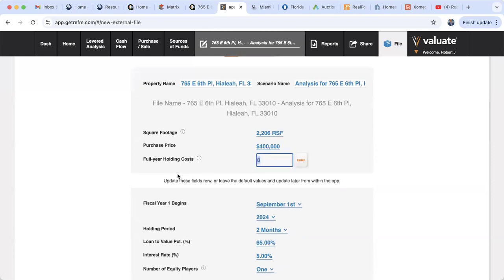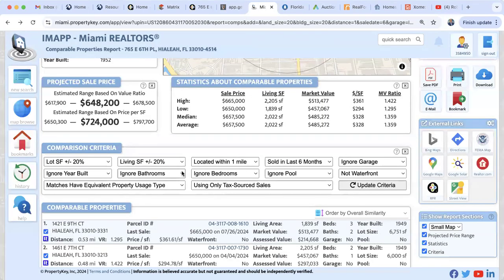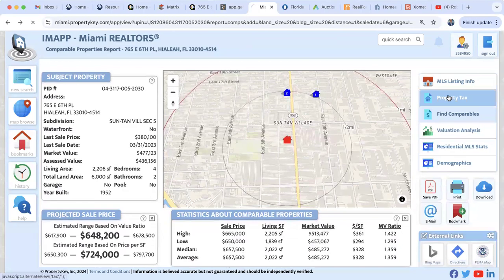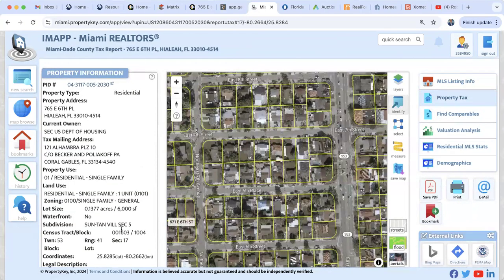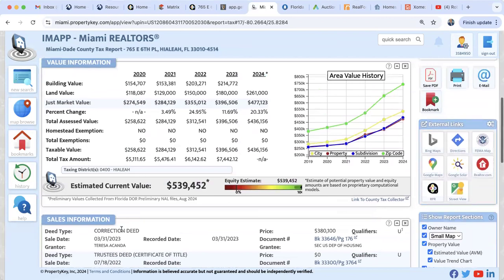How much will it cost to operate or hold this property for a full year? Our intentions are not to hold the property for a full year, but the system requires you to enter the numbers in order for us to figure out the expenses. So if I refer back to IMAP and I click on property tax, the taxes last year for this property were $7,400. So we're going to pick up our calculator and start adding taxes, 7,400.